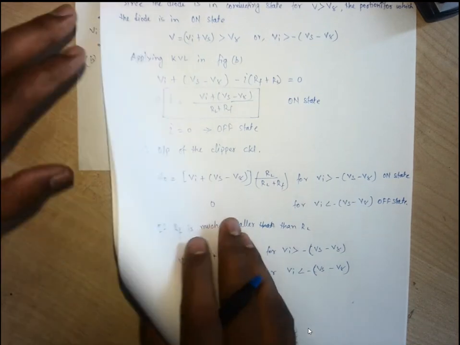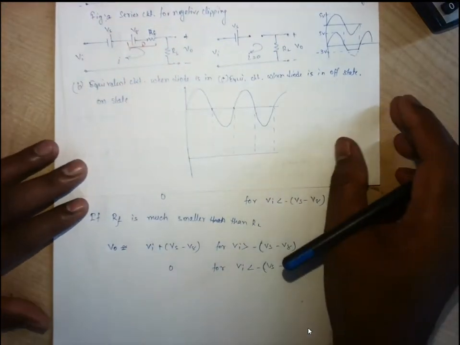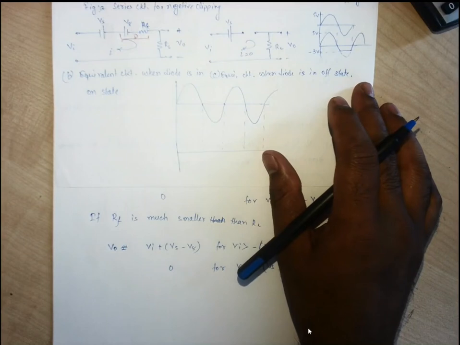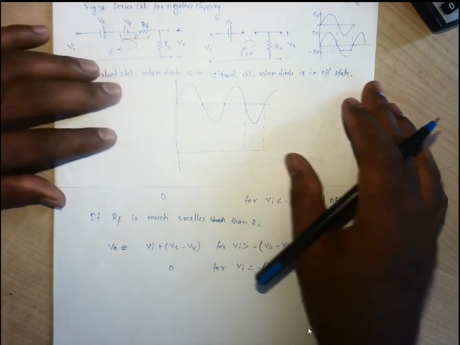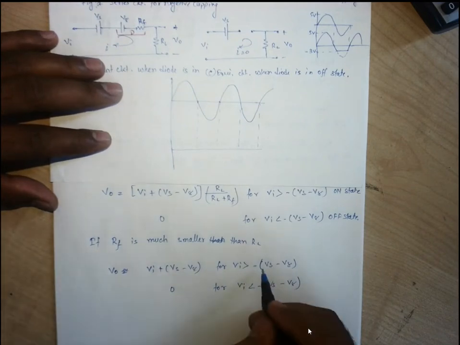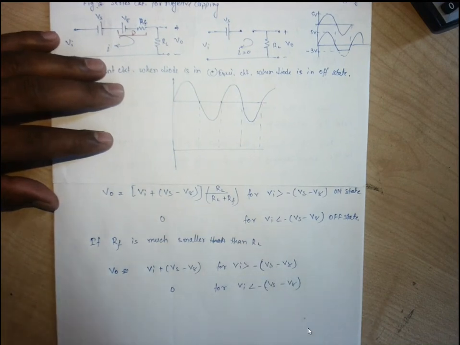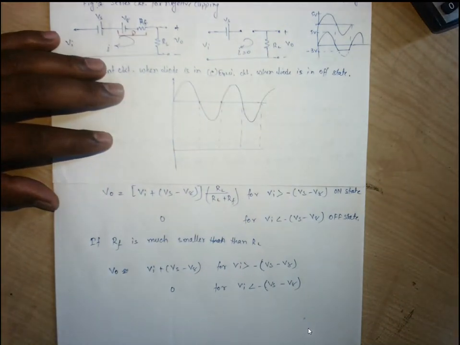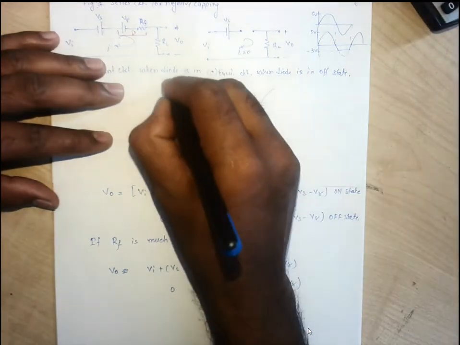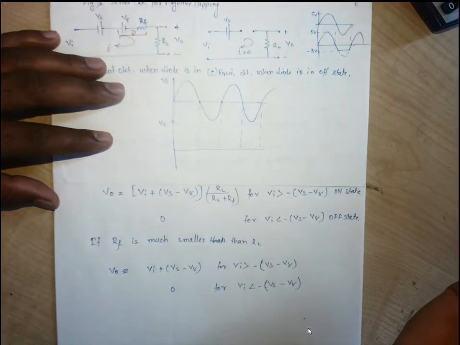So let us go with our waveform. During the on state, what we have found is that if Vi is greater than the negative of this value, there is no effect on the positive half. Whatever the positive half is in the input Vi, the same thing will be maintained as the output.